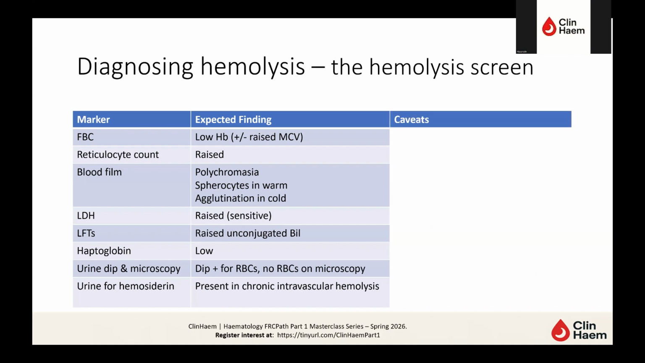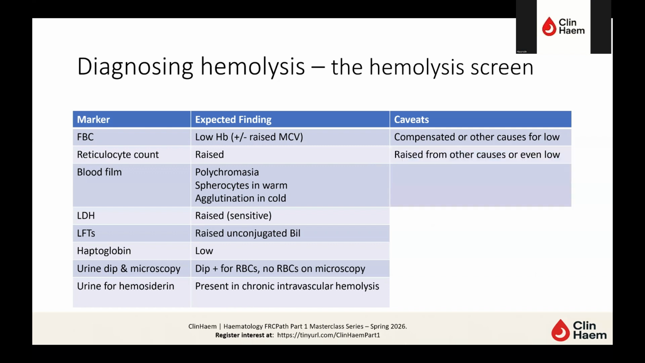Having said that, none of these tests is specific for hemolysis, and there are lots of caveats. So I will try to list some of them here. The FBC can actually have a normal hemoglobin even though there is hemolysis, because it could just be compensated by the body. Or, of course, the low hemoglobin could be from other causes as well. So you can't just say this is hemolysis. Retics, as I've explained, can be raised from lots of other causes, but can actually be low as well, even when there is hemolysis.